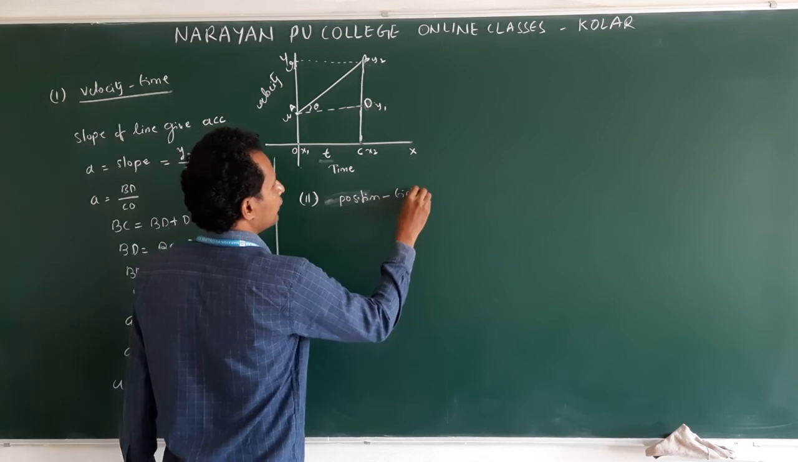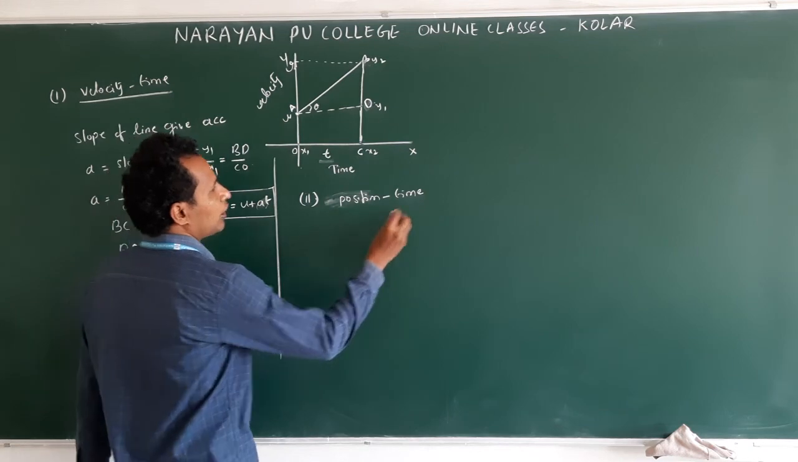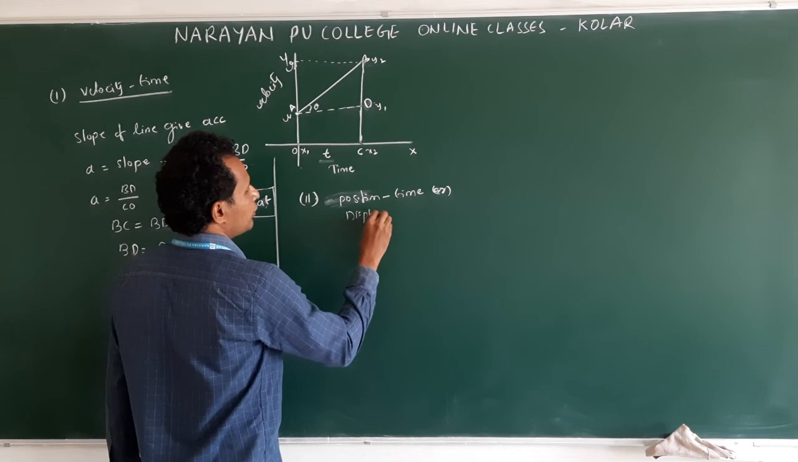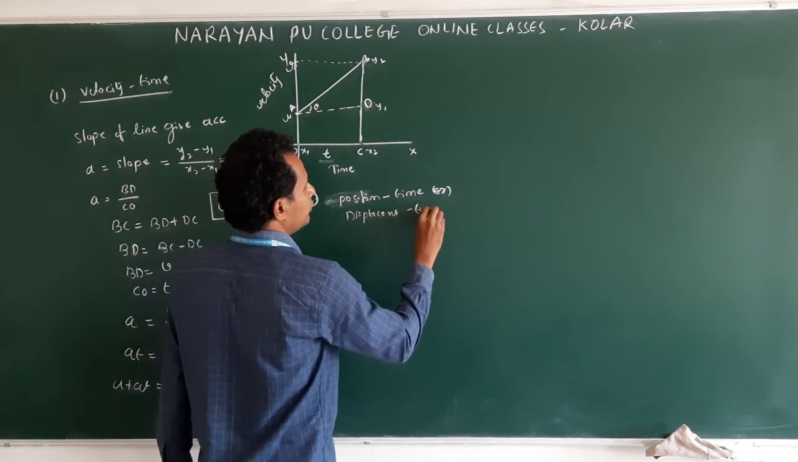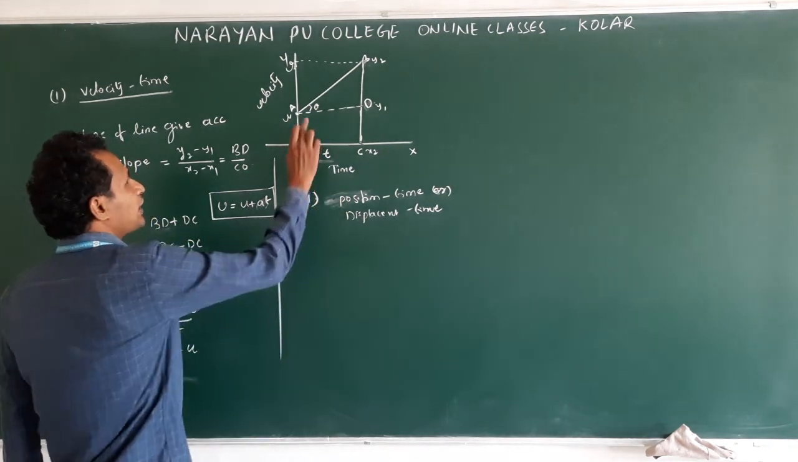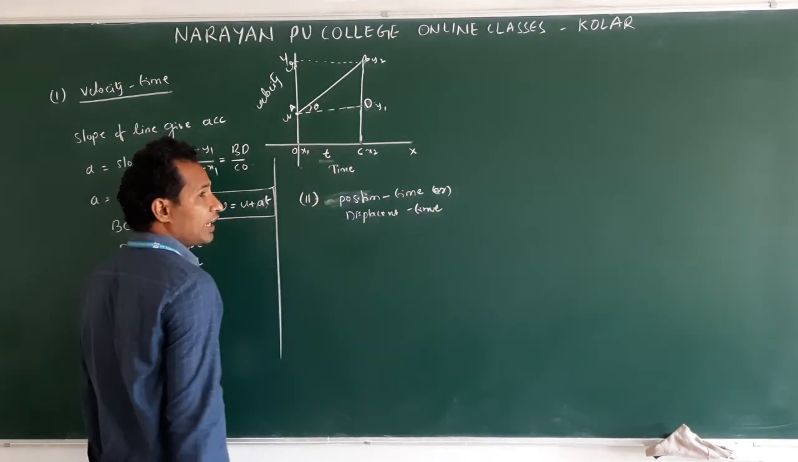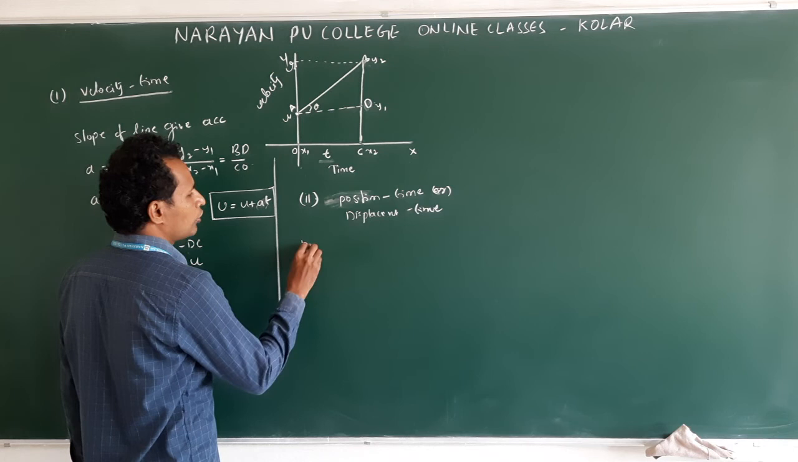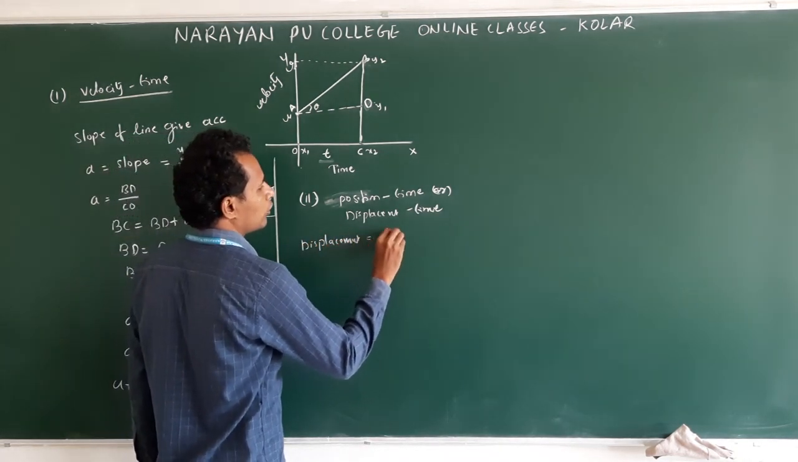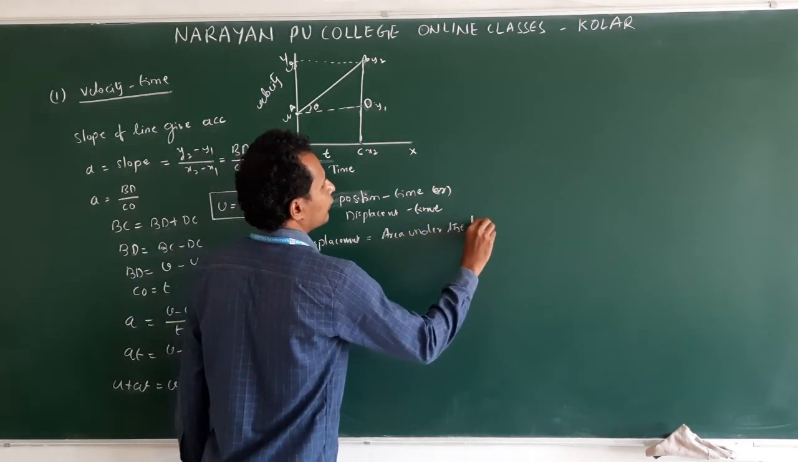Position and time relation, sometimes called displacement-time. Then how do we get displacement-time from the velocity-time graph? The velocity-time graph says the area under the line gives the total displacement. So displacement is equal to the area under the line or curve.